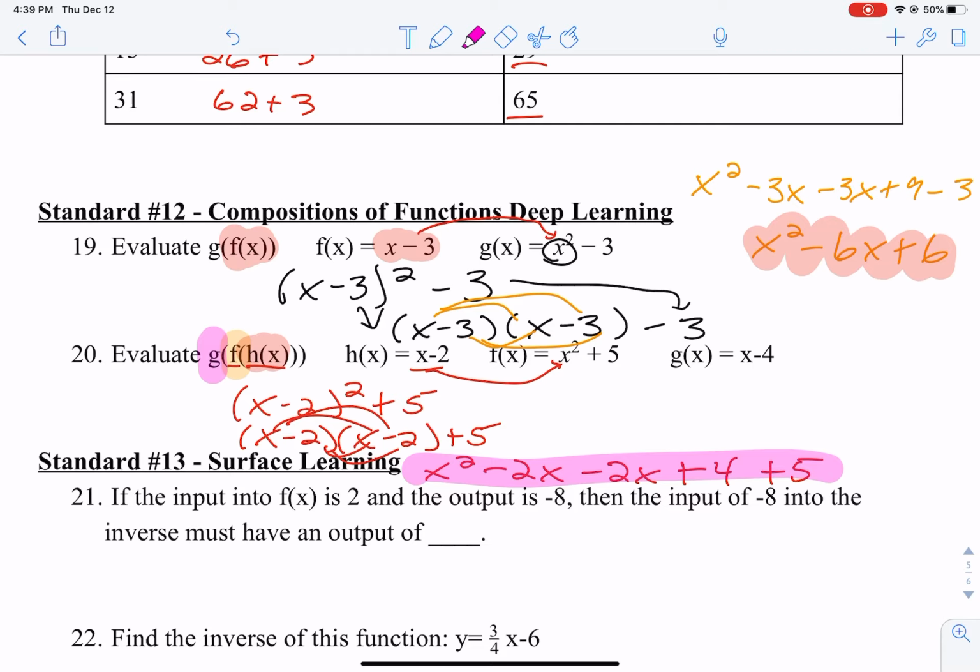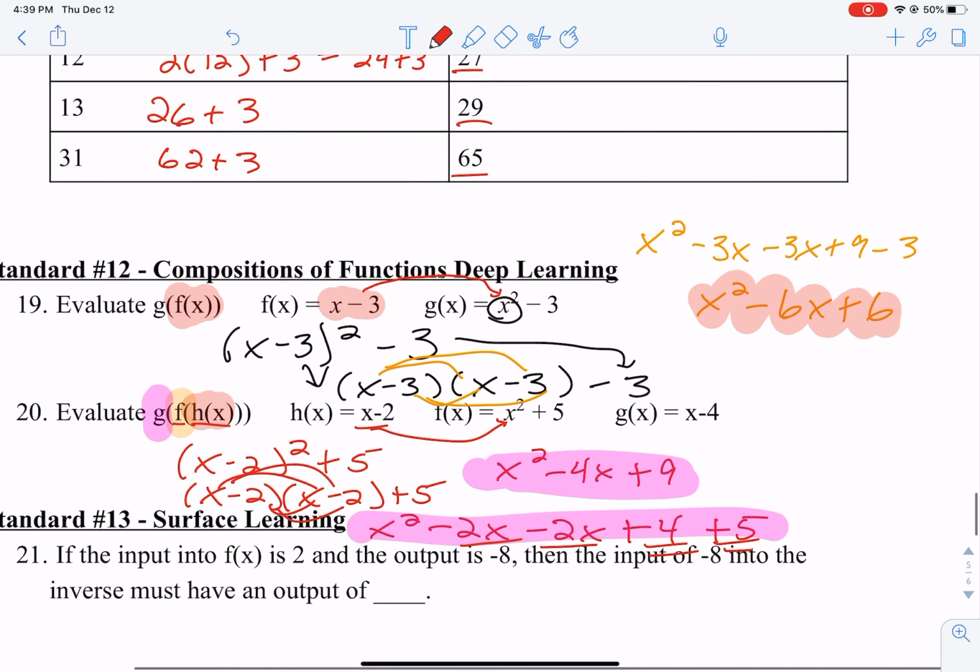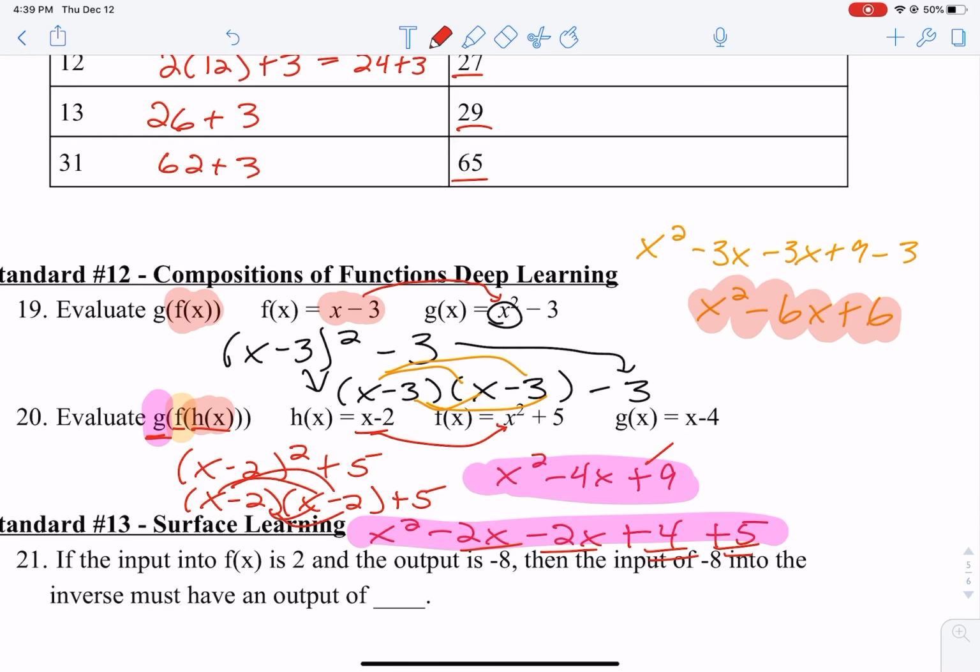Okay, so we got to simplify this. So this would be x squared minus 4x, because we're going to combine those like terms, and combine those like terms. So that would be plus 9. Okay, take all of this and plug it into the next function, which is g. So I get all of that minus 4. So if I subtract 4 from this, it would be x squared minus 4x plus 9 minus 4.